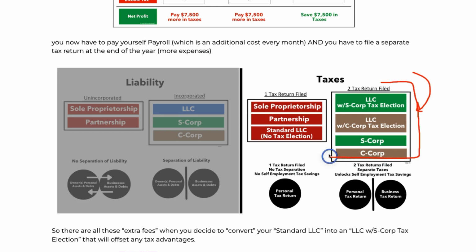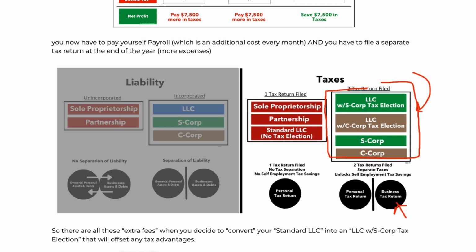The second additional cost, and I alluded to this before, is that now there's another tax return. It's called a business tax return that has to be filed, because you got that tax selection. And so now there's that additional cost that you then have to do, which is even more expenses.